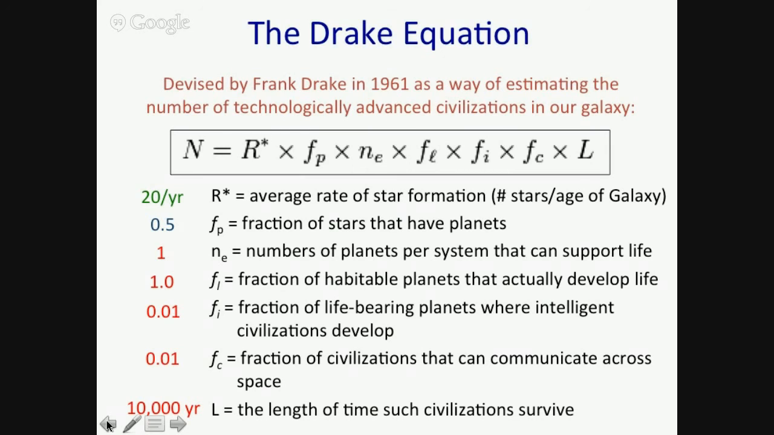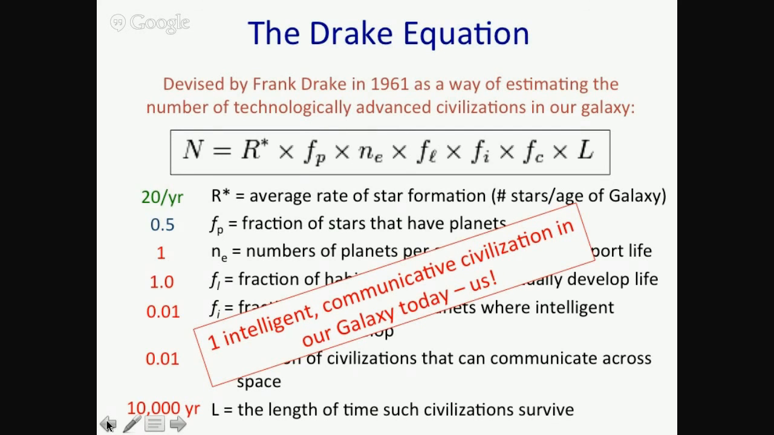And the fraction of habitable planets that actually developed life: the Earth is habitable and it developed life, so I'll say that's 100%. And maybe only 1% of those planets develop any kind of intelligent civilization, and only 1% of those actually build the technology to transmit, communicate and travel in space, and those last for 10,000 years, which is a pretty long time. We're only 100 years in. 10,000 years is a much longer time. But multiply all those numbers together, I get something like 1.